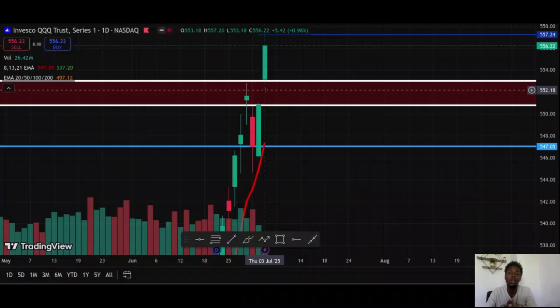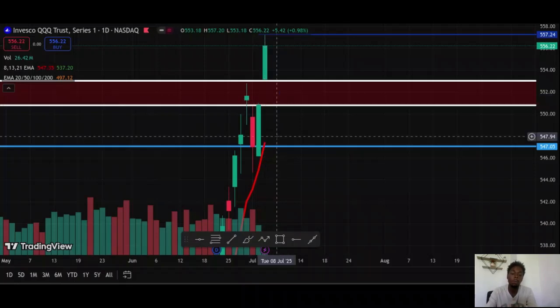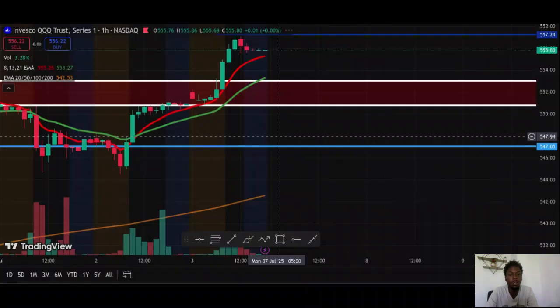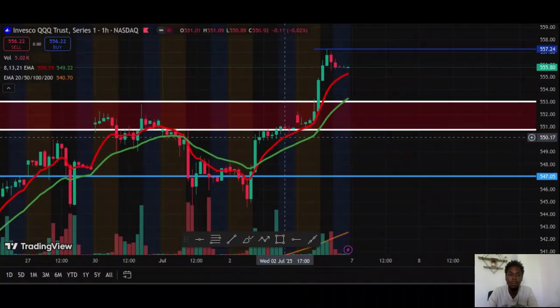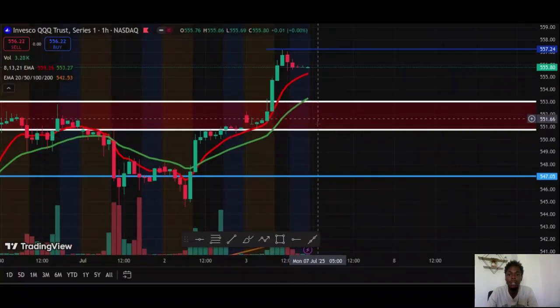And same for SPY. We're going to take Wednesday's candle to Thursday's candle, not Thursday to Friday, because the market was closed Friday. Okay. So now that we have that, let's go down to the smaller time frame. Let's go to the 1 hour. So now what do we have? Now I have 552 or 553.